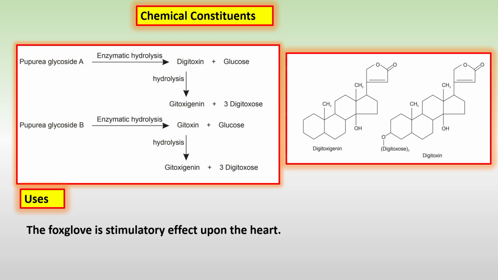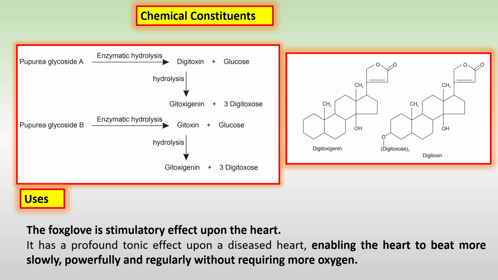Uses: the foxglove, that means the digitalis leaf, has a stimulatory effect upon the heart. It has a profound tonic effect upon a diseased heart, enabling the heart to beat more slowly, powerfully, and regularly without requiring more oxygen. So here the student should know the heartbeat is made slow, powerful, and increases the strength of the heart.